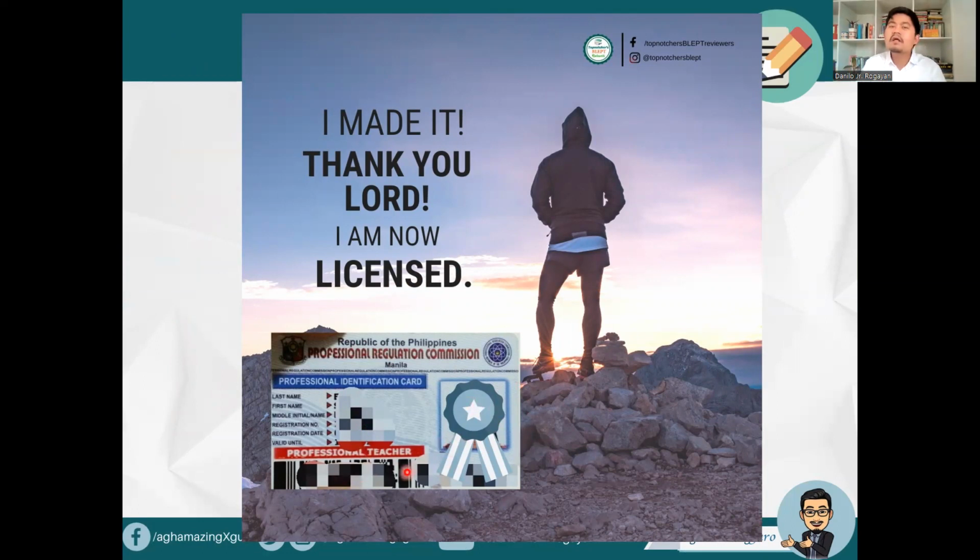So iba-iba naman to, no? Of course, the PRC leads, no, the professionalization of different professions in the country. So in our case, no, professional teacher, we are being regulated by the BPT or the Board for Professional Teachers.